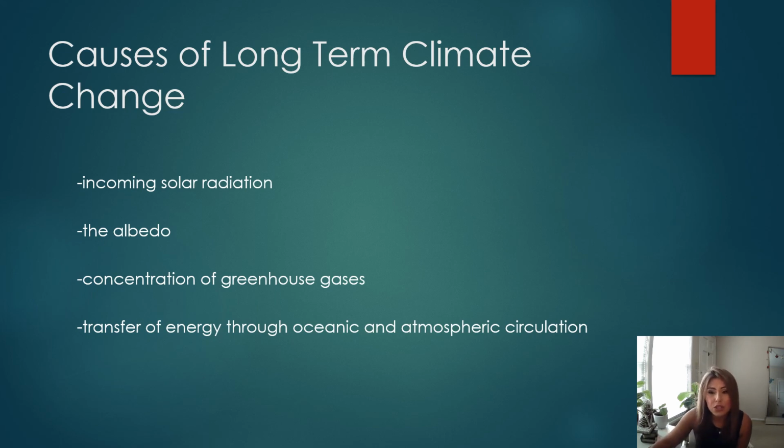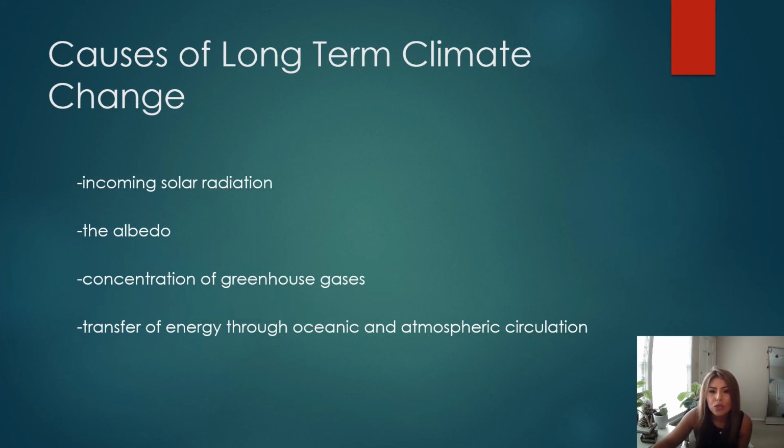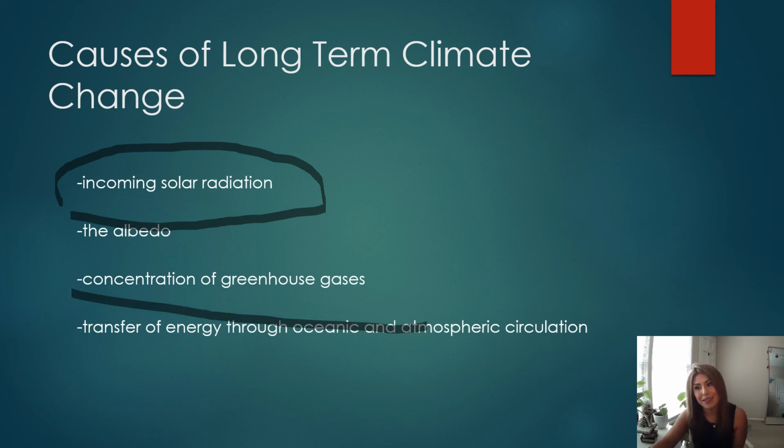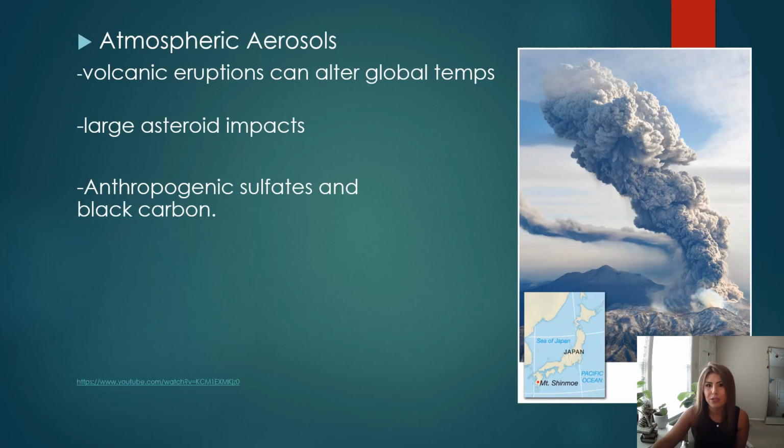The concentration of greenhouse gases, this is where we cannot deny the fact that humans are really adding to that. There's no way that we can change how much incoming solar radiation is coming or leaving, right? But if we have more greenhouse gases, then more of that is trapped. So let's look at different reasons that climate is changing.